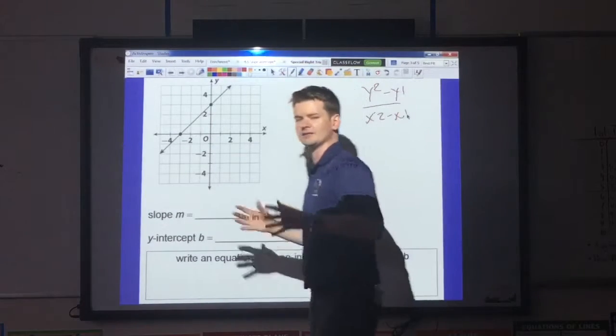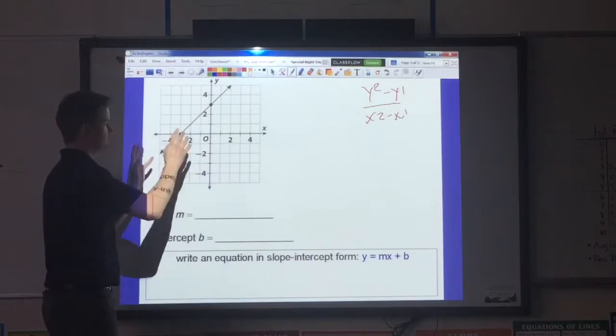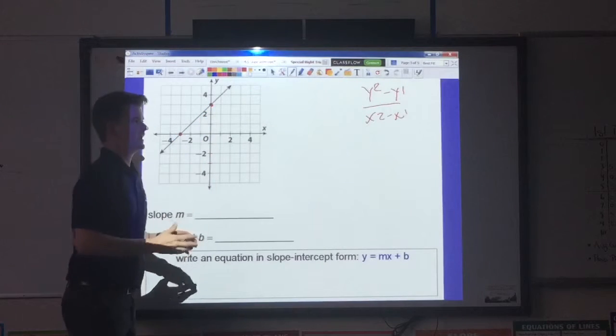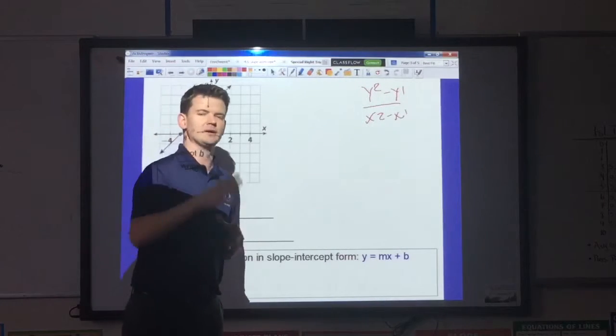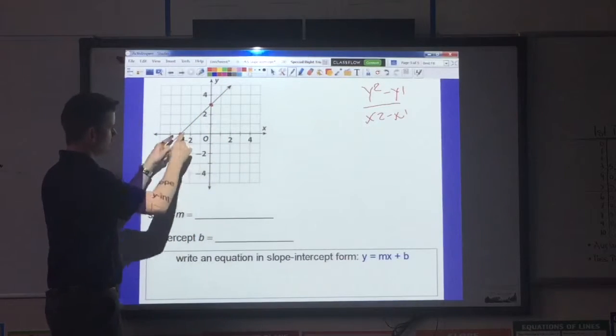Now, the slope formula specifically is y2 minus y1 over x2 minus x1. We can use that to find the slope between any two points on a line. For this graph, I've already been given two specific points. In order to use the slope formula, I must identify the coordinate pairs that correspond to these points. So I'll go to my first point here.